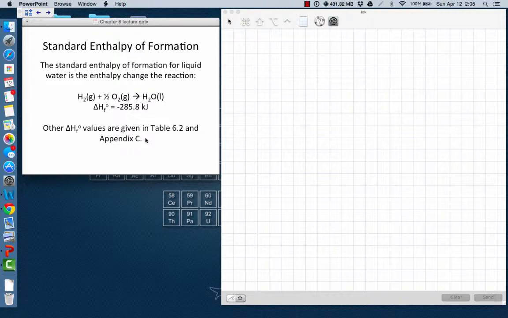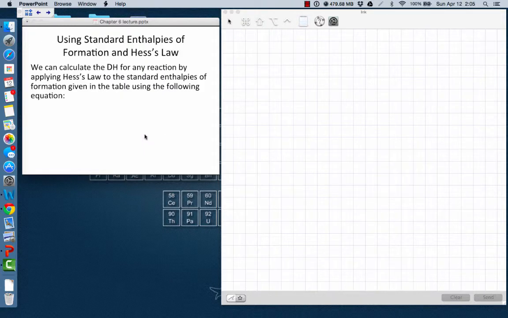But what's really useful when you look these up is you can use them. So we can calculate the delta H, which again it says DH here, for any reaction with one equation. And this is so easy. It is the sum of the delta H of formations, the standard enthalpy of formation for all the products, minus the sum of the standard enthalpies of formation for all the reactants. And this is because it's a state function. It doesn't matter how you got there. It only matters what you start with and what you end with.